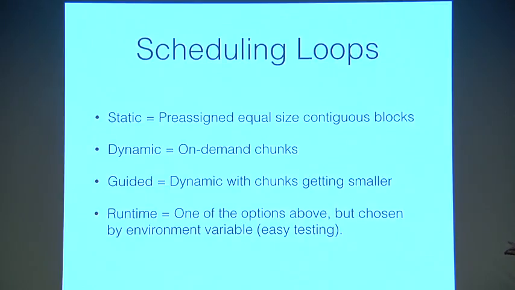And so if you don't know that your work all takes the same amount of time, you can use guided, which will say, okay, we'll do a large chunk, or reasonably large chunks, but not the whole thing at the beginning. And as they come back, we'll give them smaller and smaller work to make sure we're packing in as much work as possible at the end. And then if you want to play with these different options, you can use runtime. It checks an environment variable or a function call to see which strategy to use. And you can change it up and see which one works.